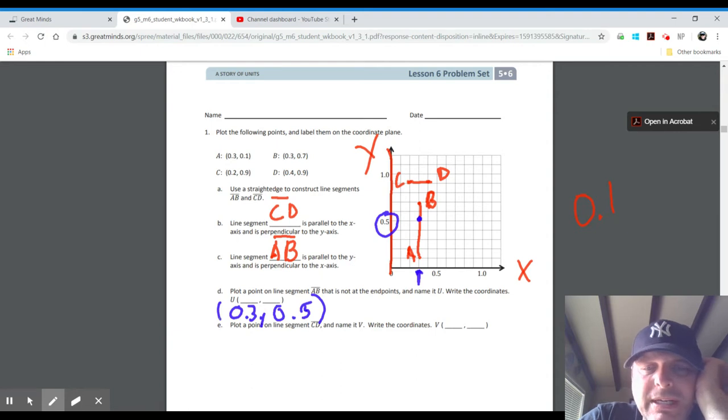All right, next one says letter E. Plot a point on line segment CD and name it V. So we're going to plot a point. Let's just go ahead and plot right down the middle.